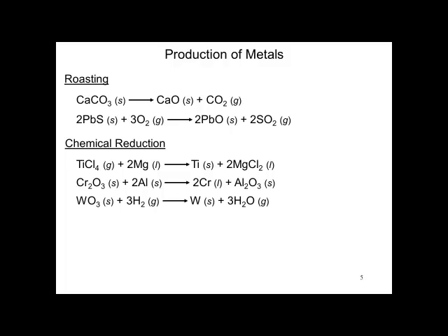Chemical reduction is another method. Here, one metal displaces another. Magnesium displaces titanium, freeing it up. Aluminum displaces chromium, and hydrogen displaces tungsten.